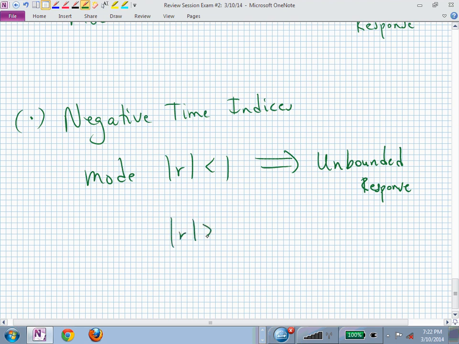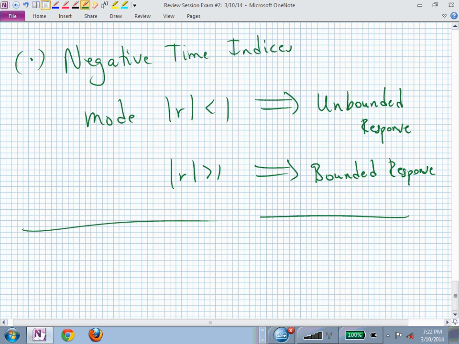And if you have R greater than 1, negative time index says you have an inner or annular region with poles outside. Now you have a bounded response. So that is the region of convergence. That's what you need to know. The three types, and whether your time domain response is bounded or unbounded. That's not that difficult, I don't think. You just have to kind of pay attention and be careful.